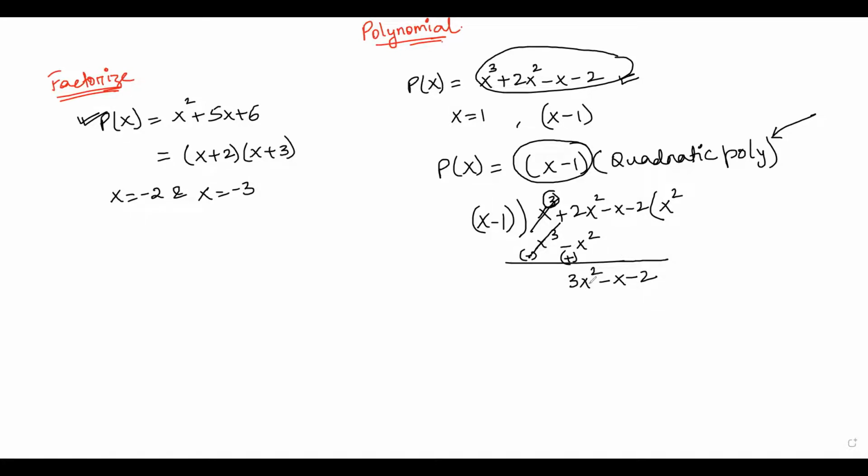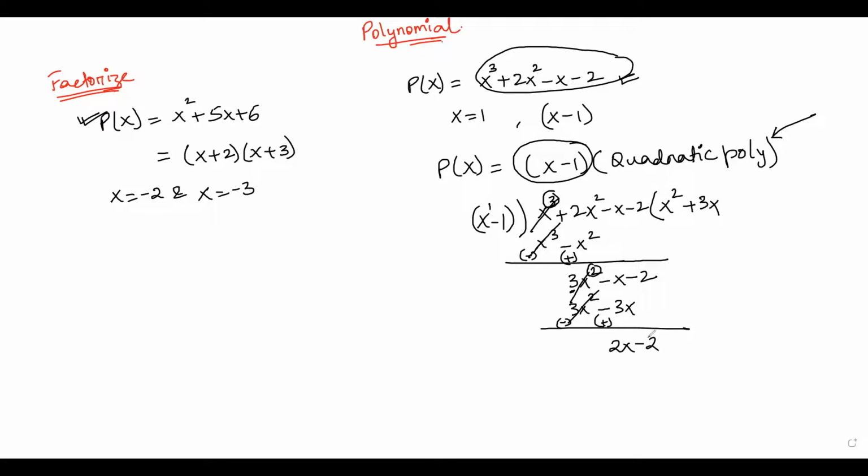Now here the power of x is 2 and the coefficient is 3. And here the power of x is 1 and the coefficient is 1. So we need to multiply it with 3x. In that case, this would be 3x square minus 3x. Again, if we subtract this, this would be minus and this would be plus. So we can cancel this too. So minus x plus 3x will give us 2x, and this is minus 2.